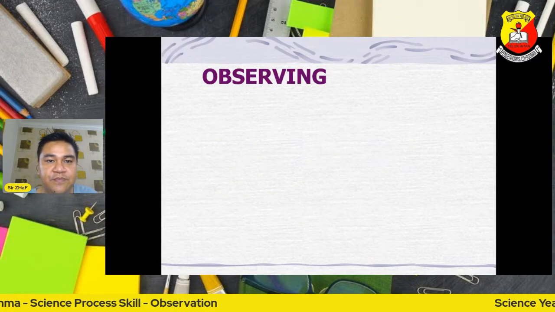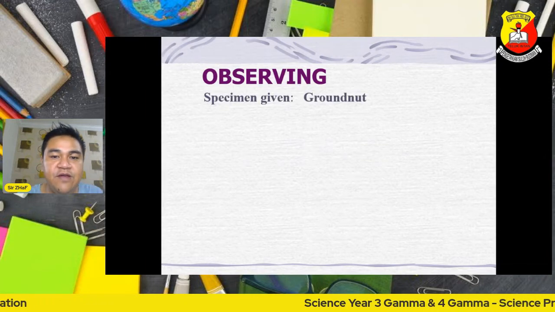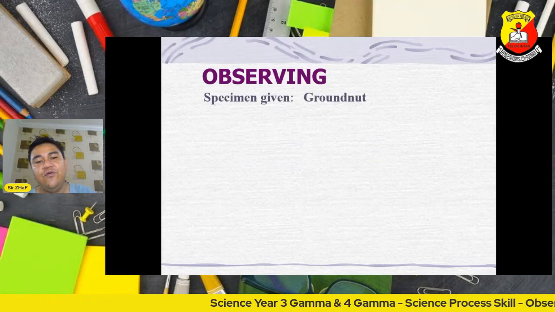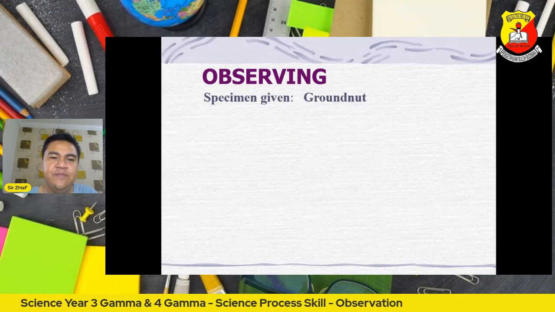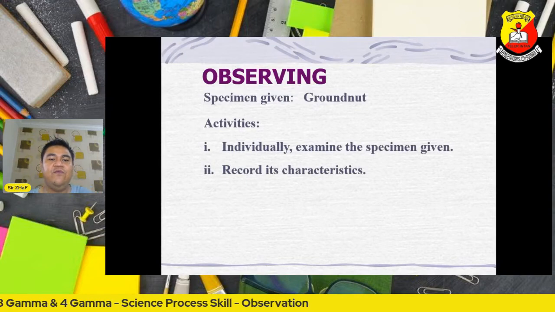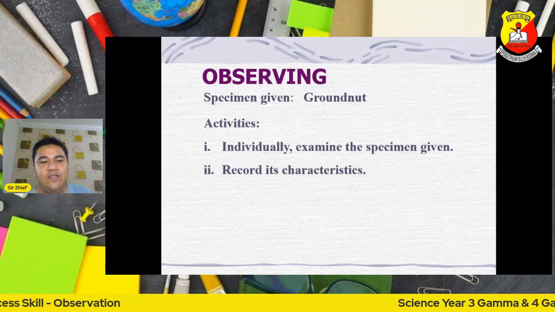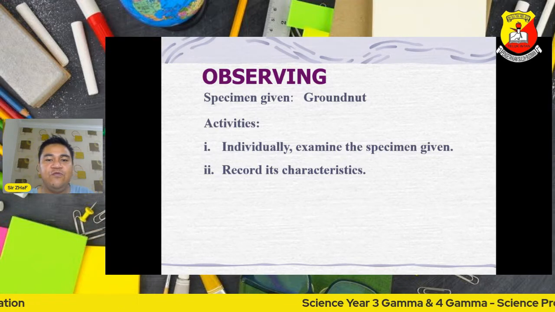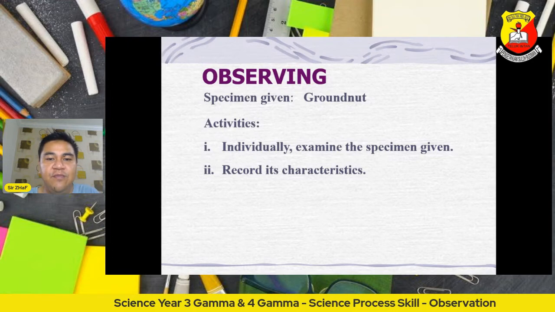Look, there is a specimen given: groundnut. Class, do you know what a groundnut is? Kacang tanah, right? The activity, what you need to do, is some virtual activity only. You just imagine, no need to do the activity. Just imagine.